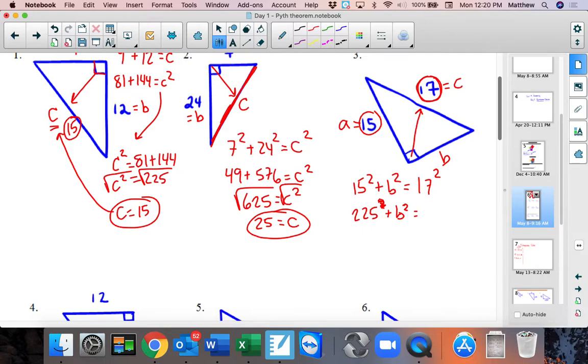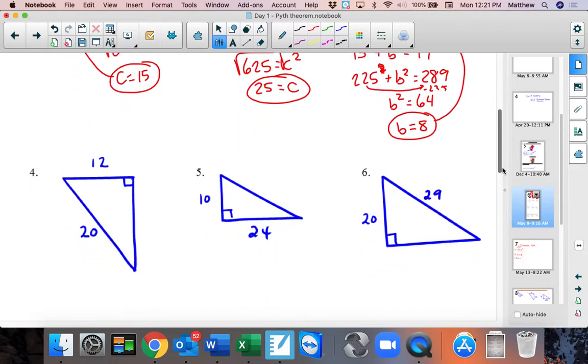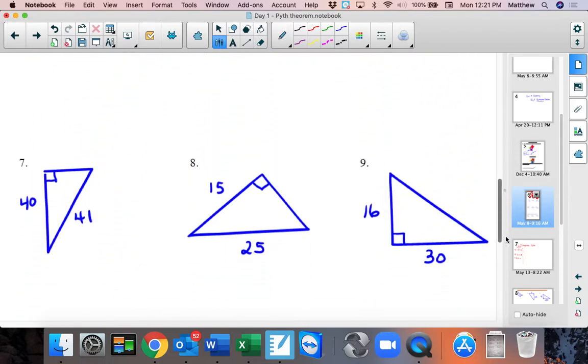is 289. So B squared, when I subtract, I'm going to get 64. So remember, this is 225, subtracted this, so minus 225. I get 64, so B is going to be 8. So 15 squared plus 8 squared equals 17 squared. And there's some other examples here, which I'm going to skip over now.